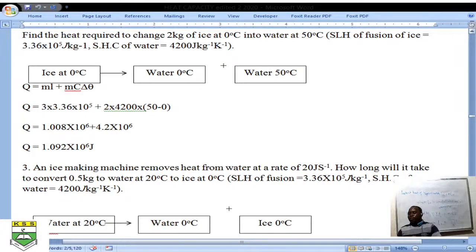mL_F. Now, after it will become water at 0, and then that water at 0 is what you're going to heat up to water at 50. That plus is supposed to be an arrow. That plus is supposed to be water.